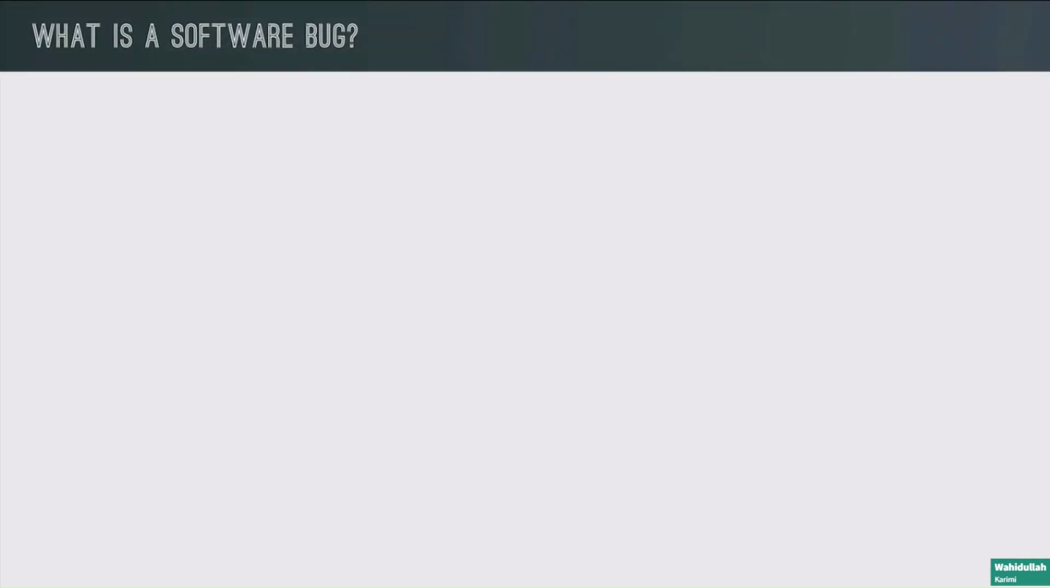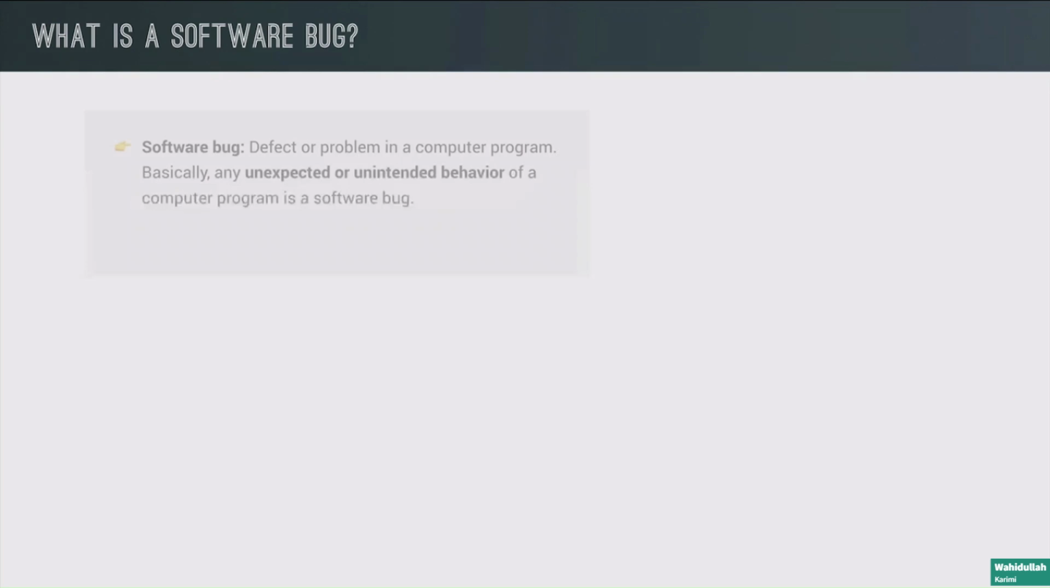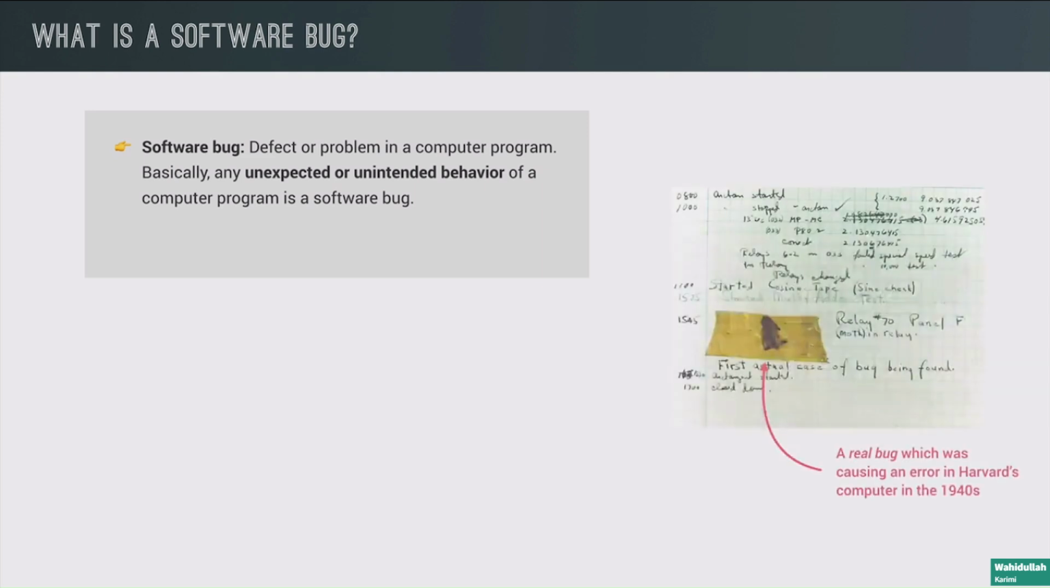So first of all, as you might already know, a software bug is a defect or a problem in a computer program. So basically, any unexpected or unintended behavior of a program is called a bug. And the actual term bug was coined in the 1940s when this real bug was causing an error in Harvard's computer.